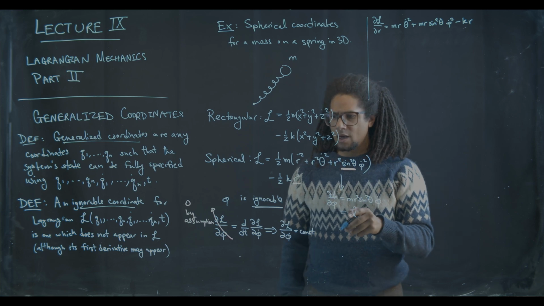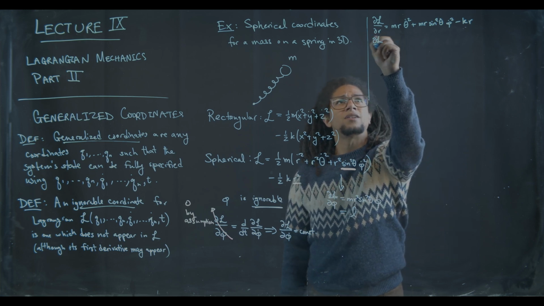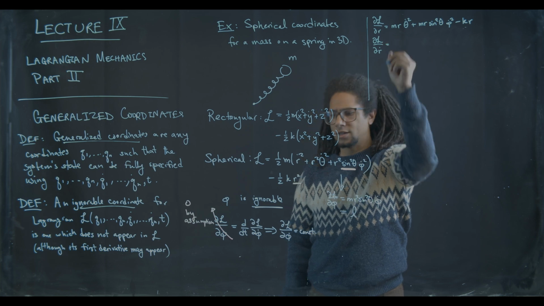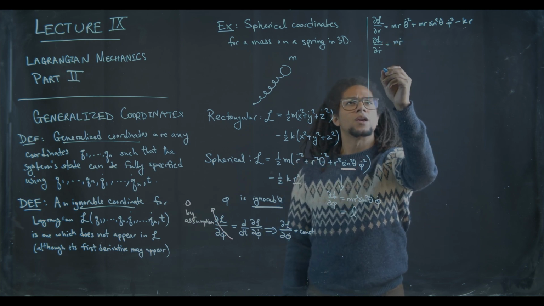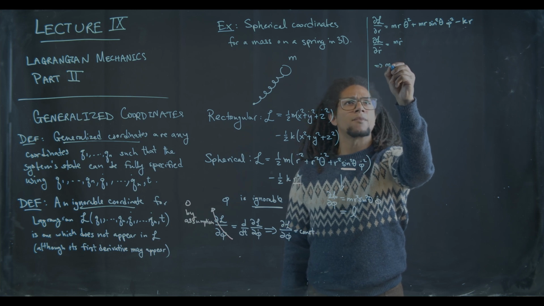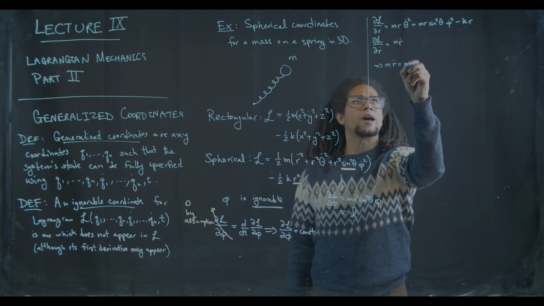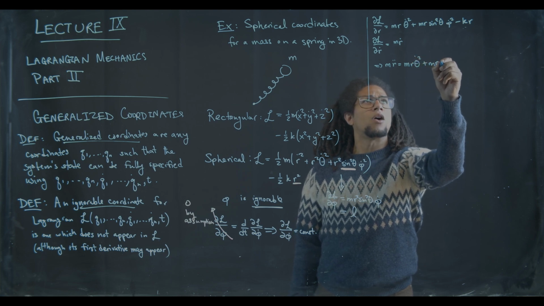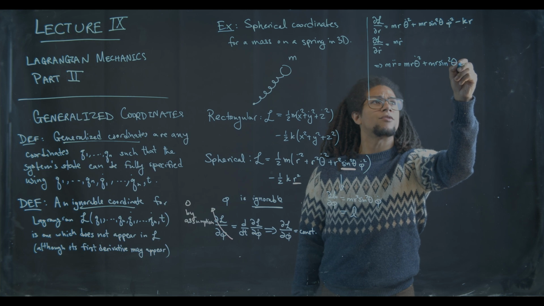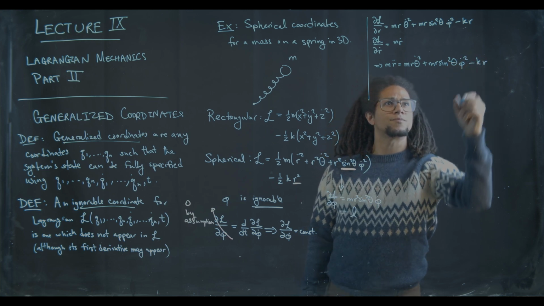All right. Then we have dL/dr dot. Well, that only turns up here, so that's just mr dot. So in the end, we get mr double dot is equal to mr theta dot squared plus mr sine squared theta phi dot squared minus kr.